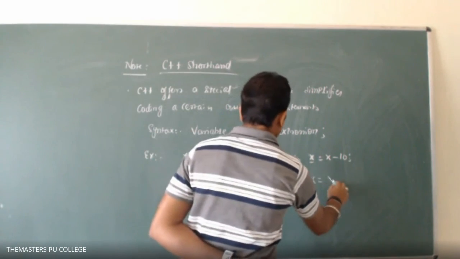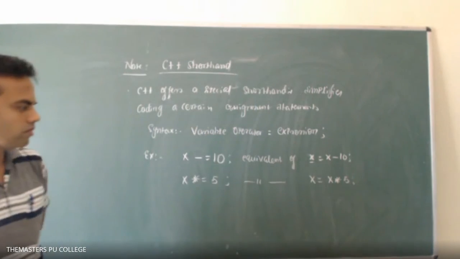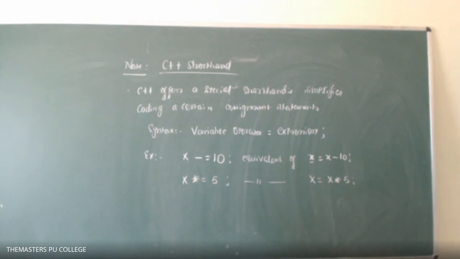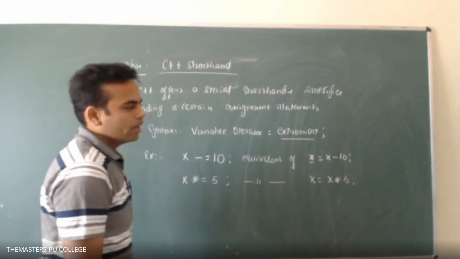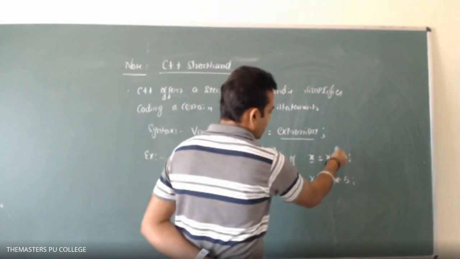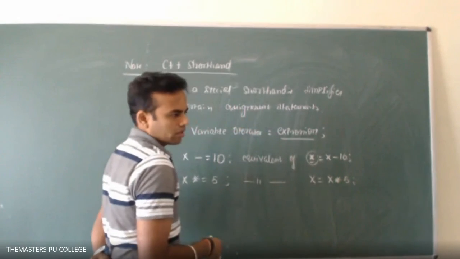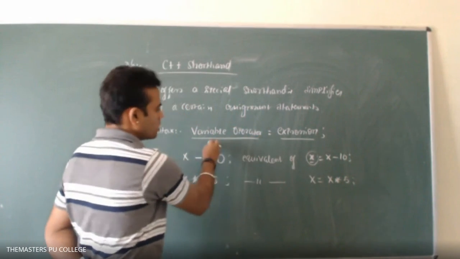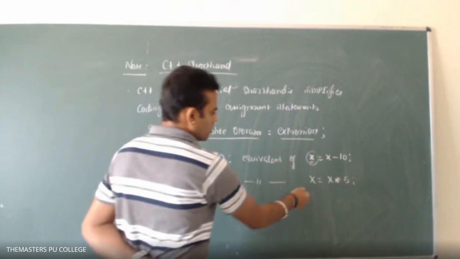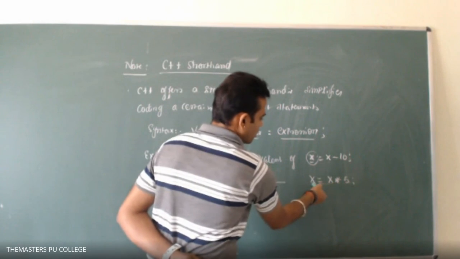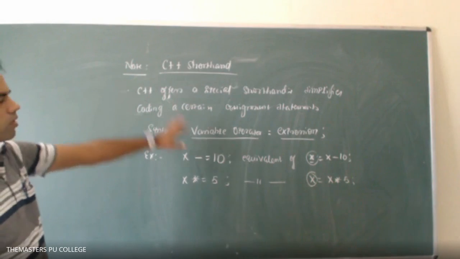X is equal to X star 5. This is an expression. What do you need for the expression? Give a value to x. So that value will be calculated and then stored in the variable x. That is why we call this a variable operator. Here also, give a value to x, the operation happens, and it is stored in x. Like this we can write. So this is what we call C++ shorthand.